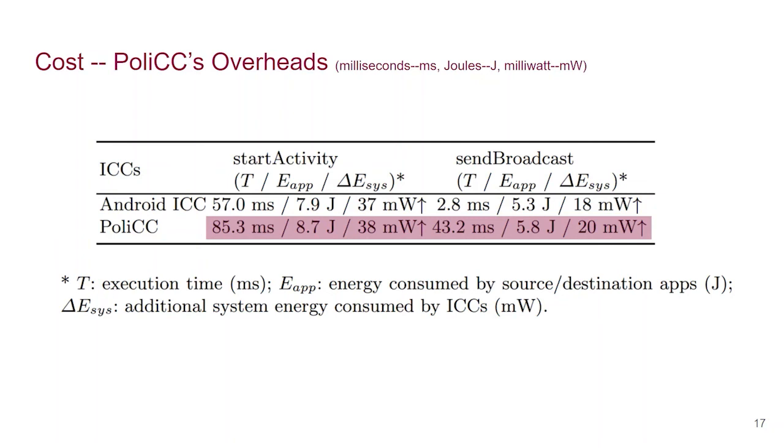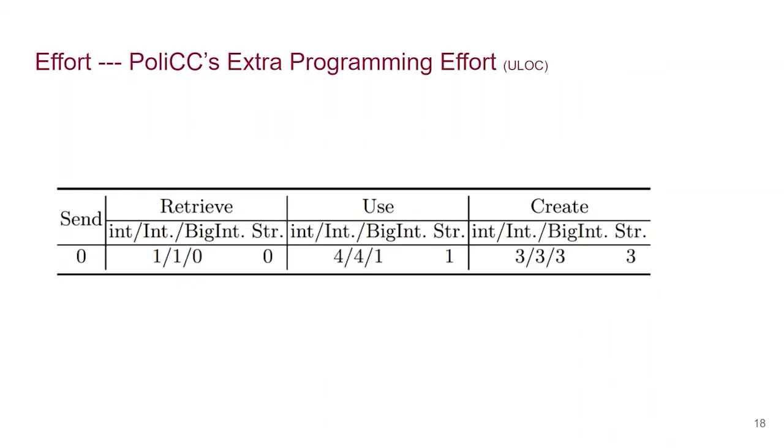Here are PolicyC's overheads. Compared with Android SEC, PolicyC only adds about 40 milliseconds for start activity and send broadcast, and it has small energy consumption. And this is PolicyC's extra programming effort, which measures how many lines of code a developer needs to add for using PolicyC. It turns out that when applying PolicyC to existing apps, developers don't need to add lots of code, actually 4 lines of code at most.